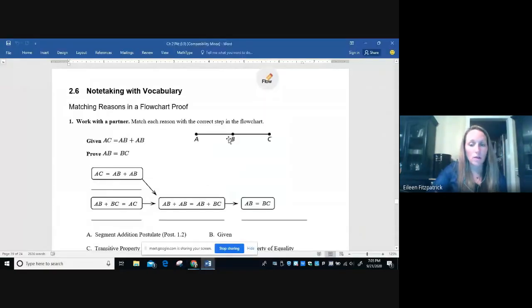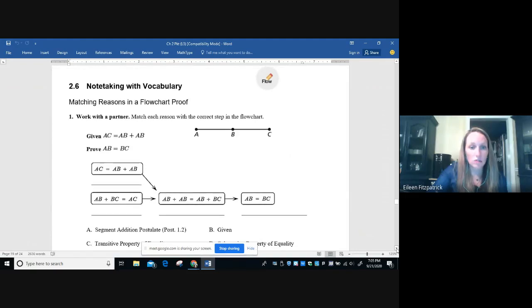Okay, so the last lesson of this chapter is going to be looking at what we call flowchart proofs. Now, we don't typically use flowchart proofs. We like to use our T-chart proofs that we were doing in the last lesson, but I do want you to have exposure to this, okay? So it says matching reasons in a flowchart proof. Work with a partner, match each reason with the correct step in the flowchart.